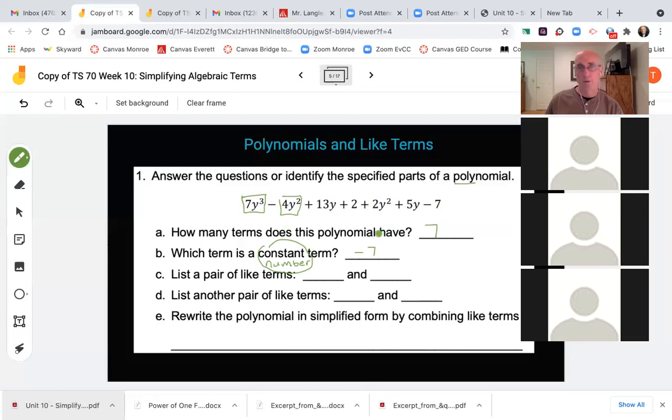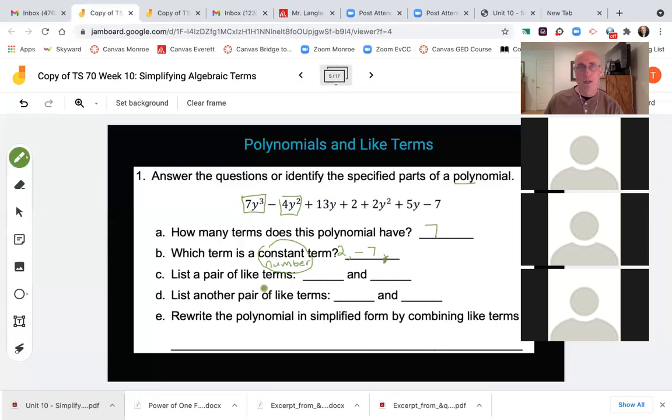Everything else, oops, wait a minute. Which term is a constant term? I see a 2 in the middle. Don't you guys? Did you see how I missed that? So -7 and 2. Actually, I'll put 2 first, just do it in order, comma. All right, those are constants.